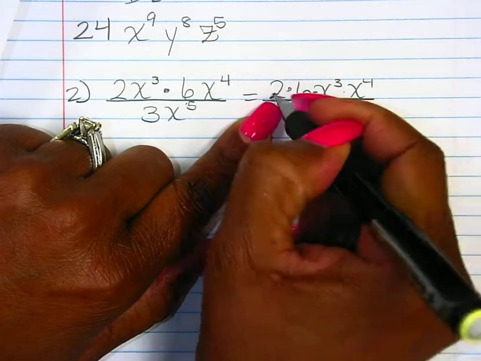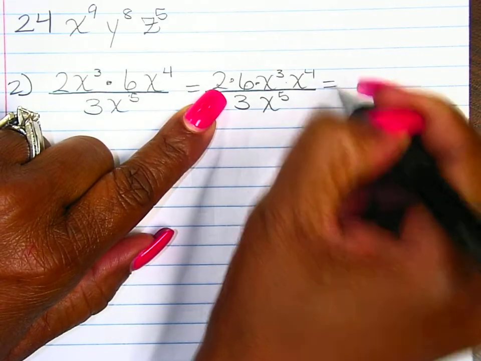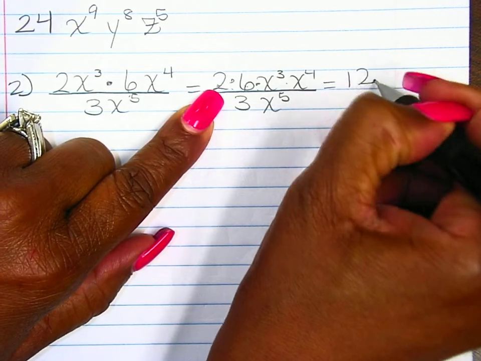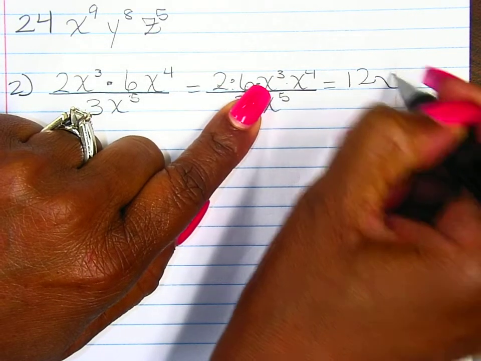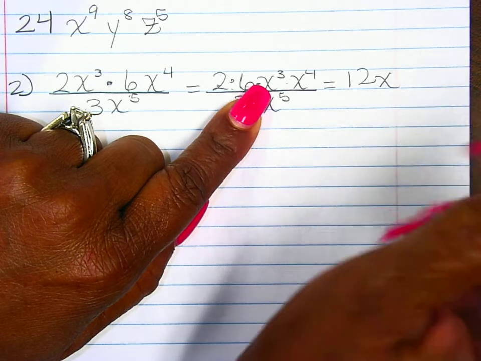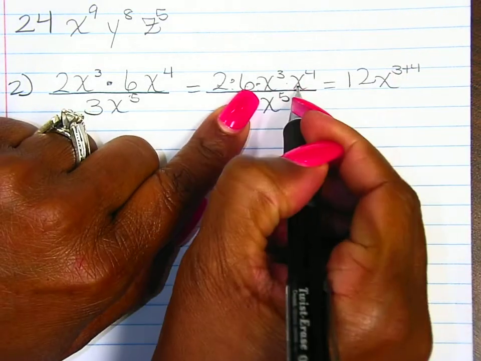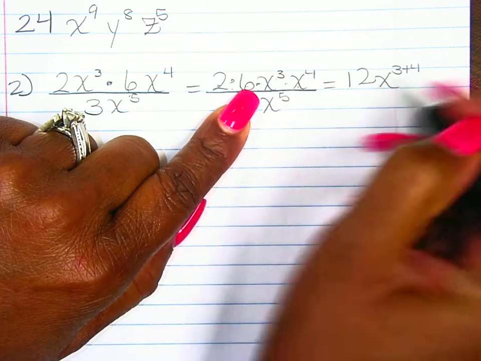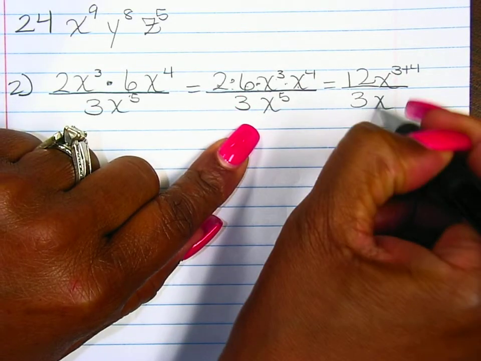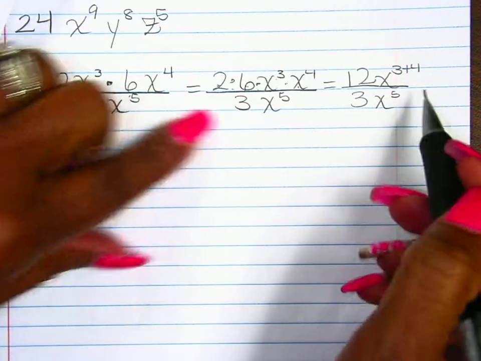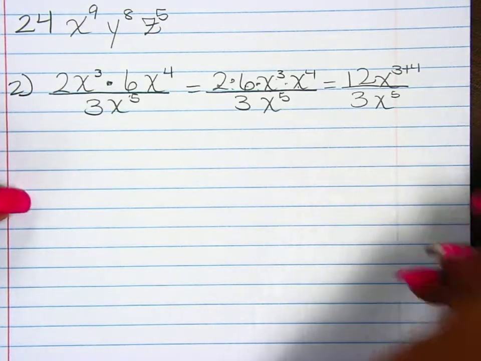Now, when I'm dealing with my coefficients, all I'm going to do is say 2 times 6 is 12. And then I say x, and I say 3 plus 4, because the bases are the same and we're multiplying, therefore you add the exponents, all over 3 times x to the fifth. Now I've condensed the problem. I'm going to continue. I've got to divide.